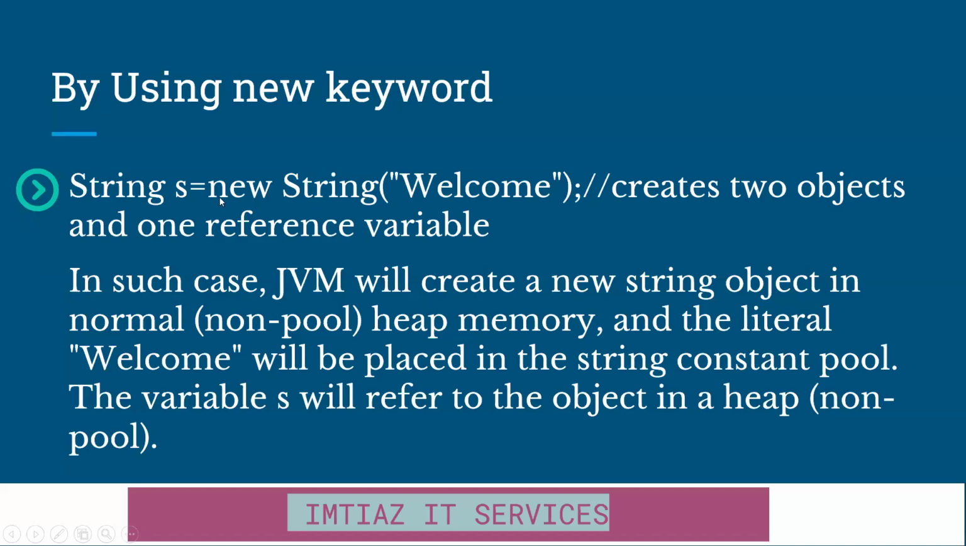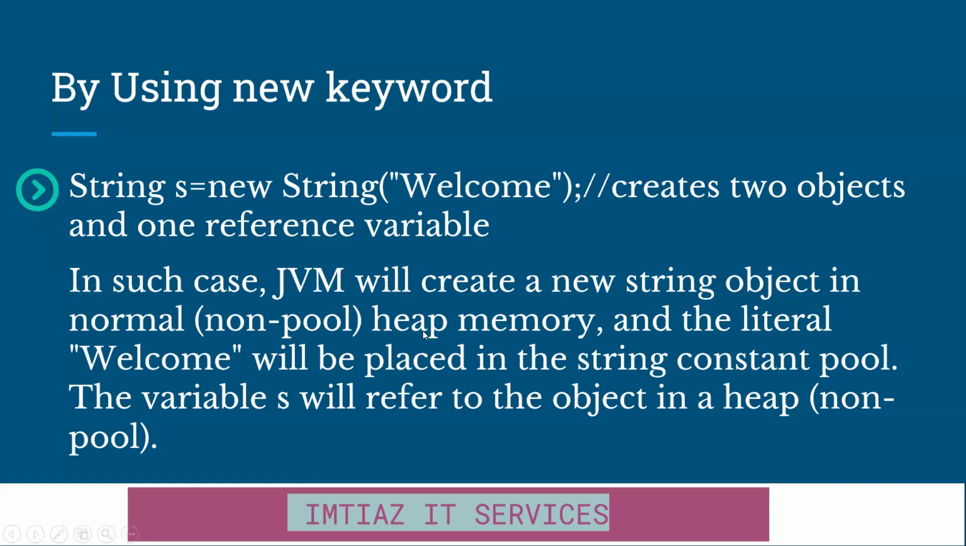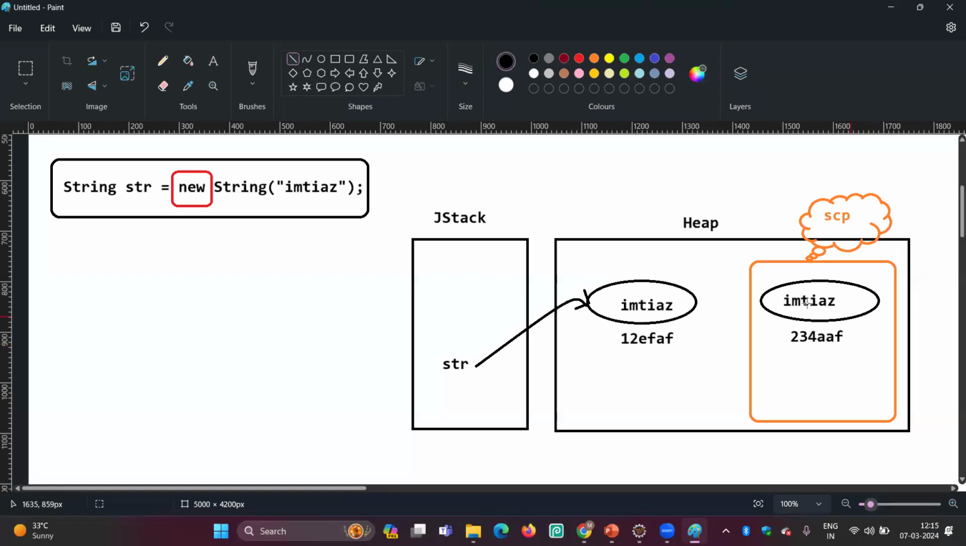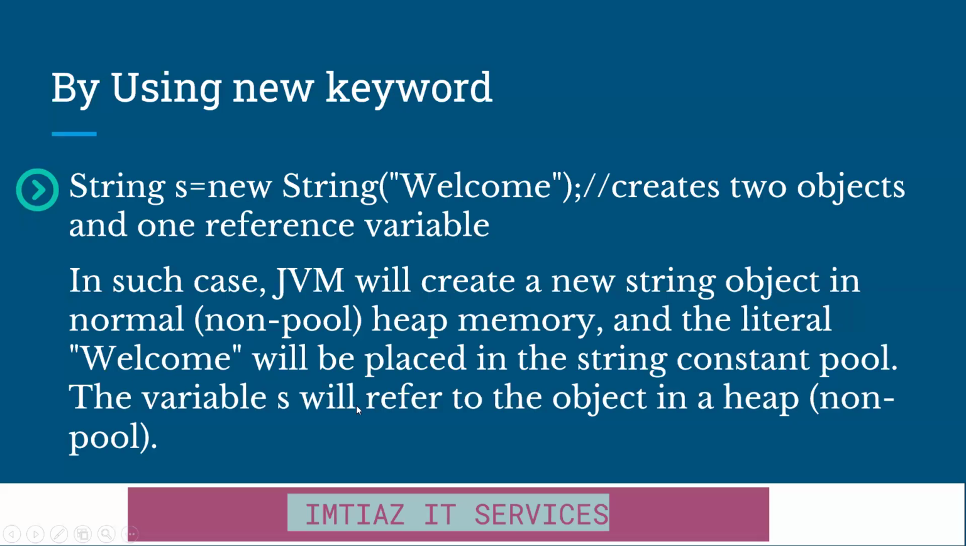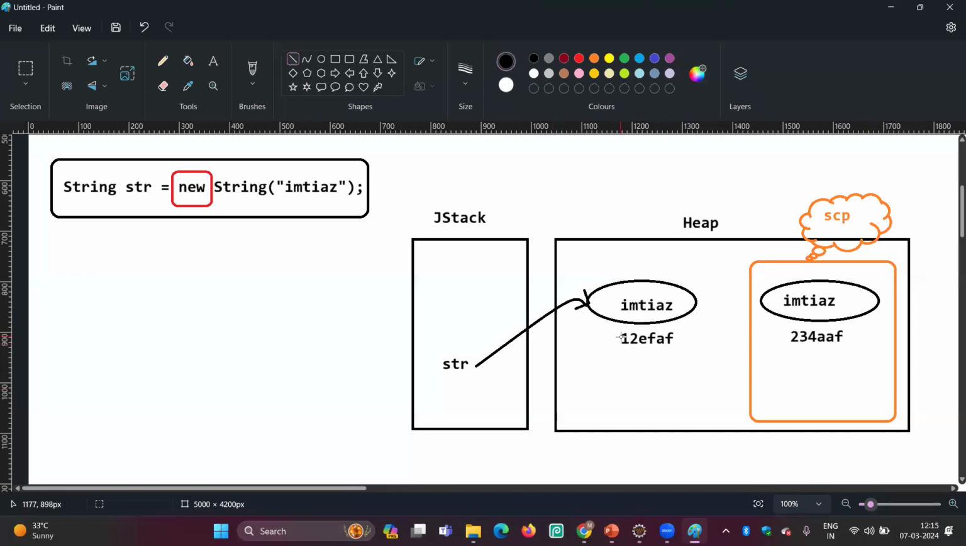That's the behavior of new. As I said, in such cases the JVM will create the new string object in the normal non-pool heap memory, here. And second, the literal welcome will be placed inside the string constant pool. The variable s will be referring to the object in the heap memory, so this is going to point here.